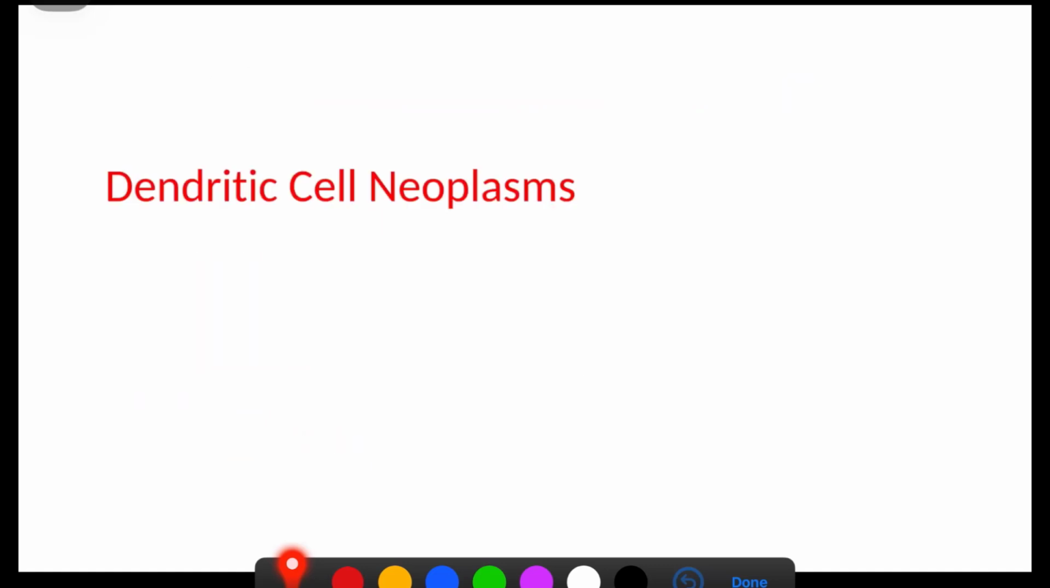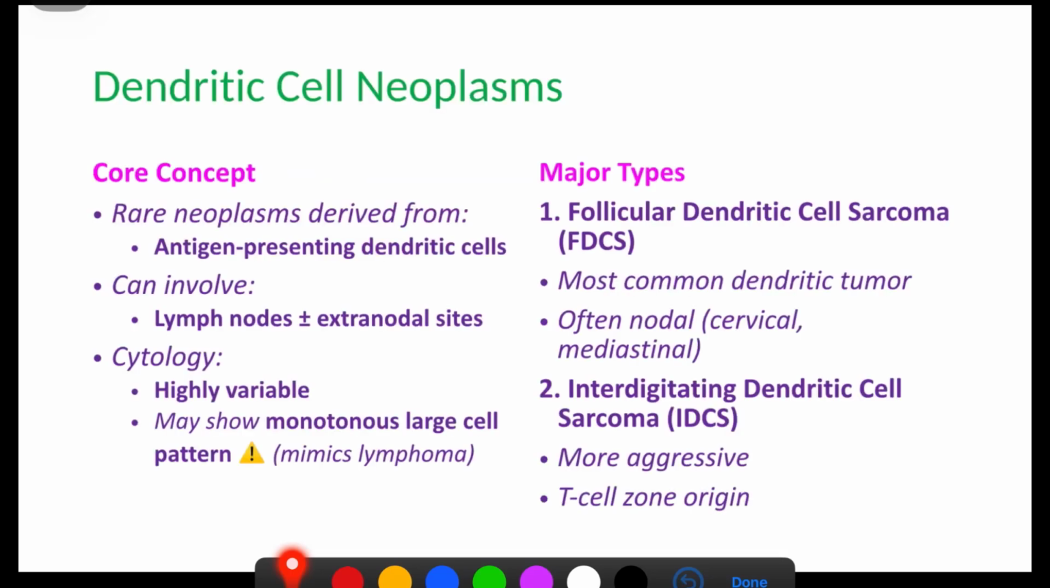Now let's see another entity, dendritic cell neoplasm. It is rare, arising from antigen presenting dendritic cells, and can involve lymph node as well as extranodal sites.